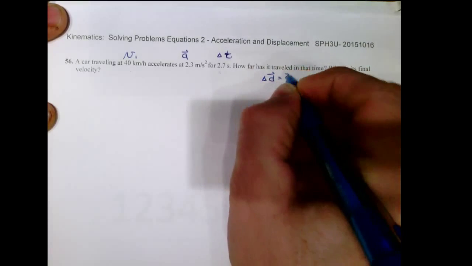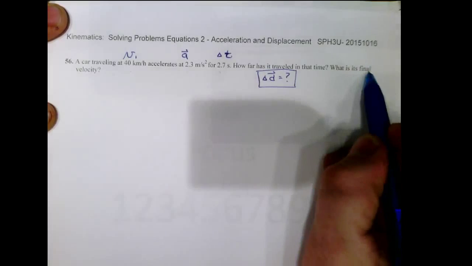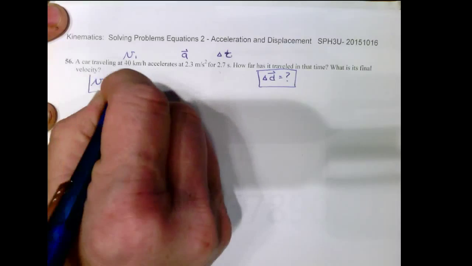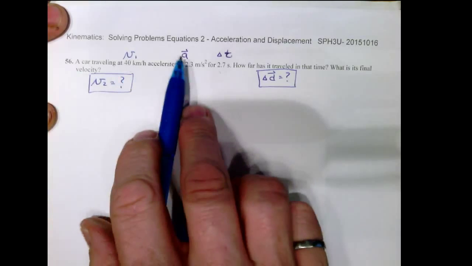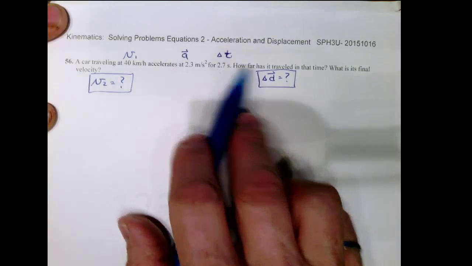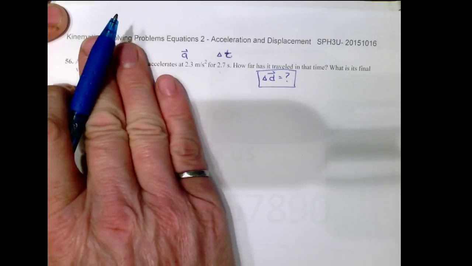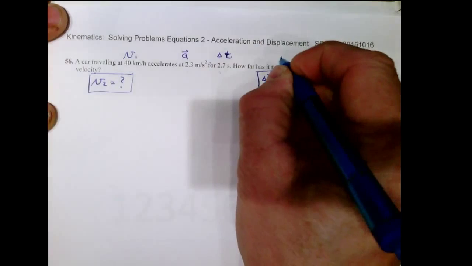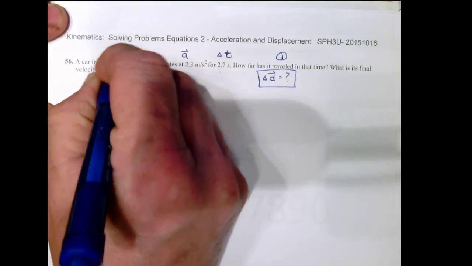So it looks like we're looking for a change in displacement. And what is the final velocity? It looks like we're also looking for V2. So we're given V1, we're given A, we're given delta t, and we're asked to solve for delta d, and then we're also asked to solve for V2. So it's kind of like we've got two problems here. This is problem number 1, and this is problem number 2.